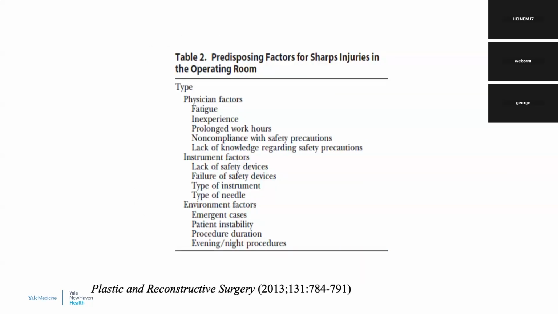Here are some factors. I think this study looked at instrument factors: lack of safety devices, failure of safety devices, type of instrument, and type of needle. These are all things that we periodically review with ACHEL to make sure that we are giving you guys the safest equipment possible to do the surgery. And then environmental factors: emergent cases, unstable patients, longer cases, and evening and night procedures are higher risk than routine daytime procedures.